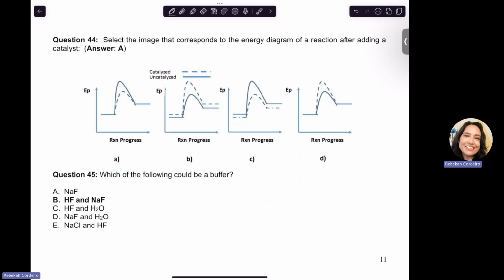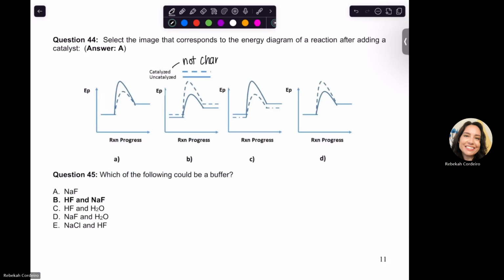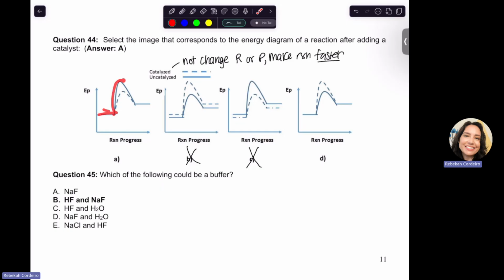So, a catalyzed reaction. First, a catalyst is not going to change reactants or products, so we can get rid of B and C. It's not going to change the whole thing. It's only going to change the hump. It's going to make it faster. Think about which one is going to be faster. If you start here and make the hump smaller, it'll be faster. If you make the hump bigger, it'll take you longer to get up the hump. So this one is going to be faster.